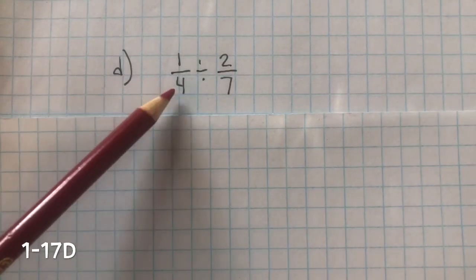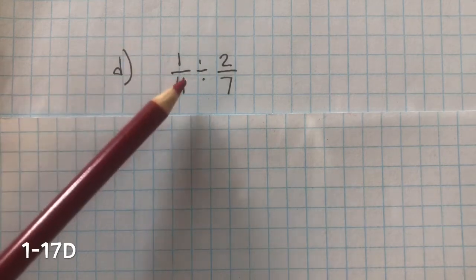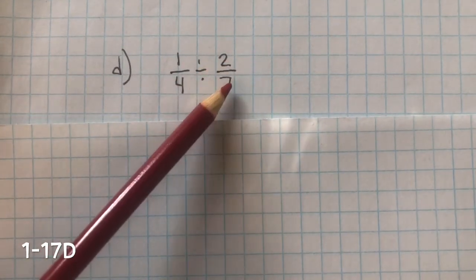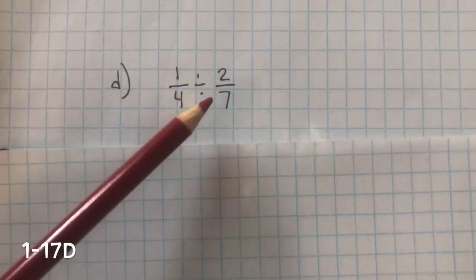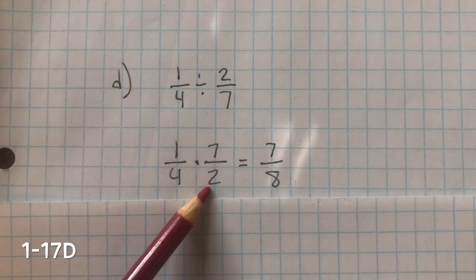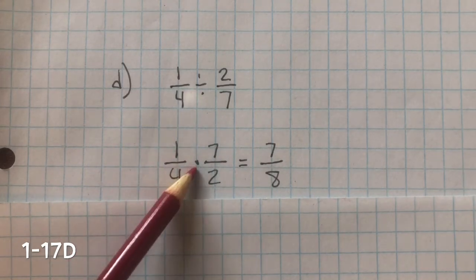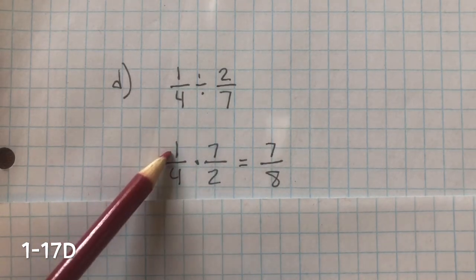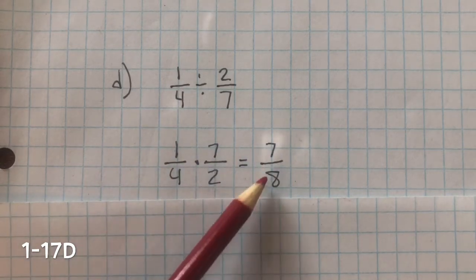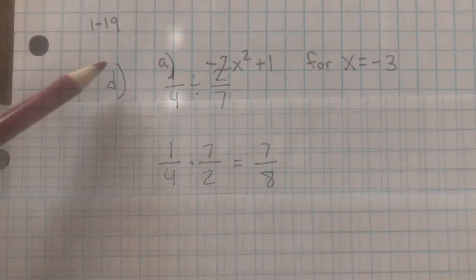Problem D, we're dividing two fractions. In order to divide two fractions, you take the reciprocal of the second term, which would give us 7/2. And then now we multiply. 1 multiplied by 7 is 7. 4 multiplied by 2 is 8. 7/8.